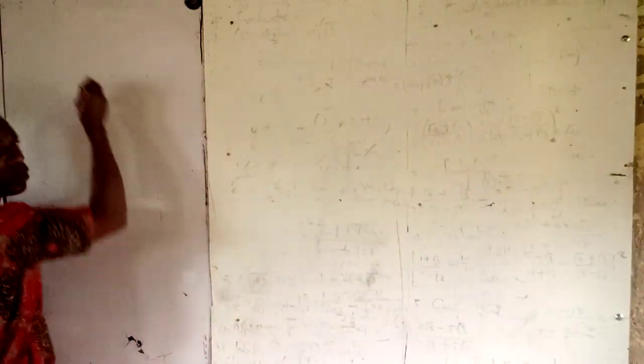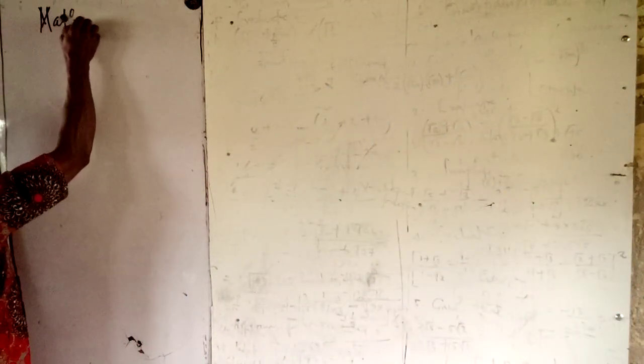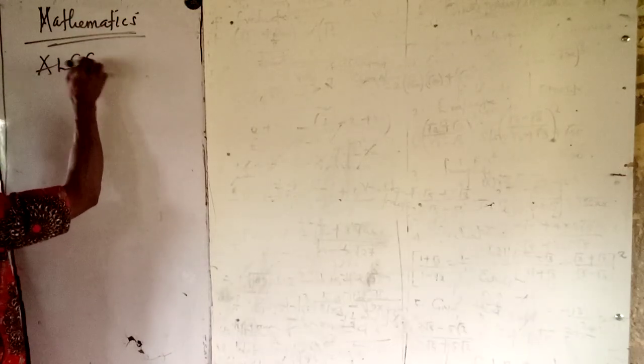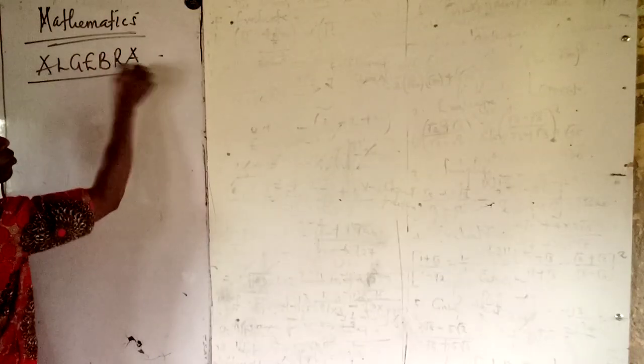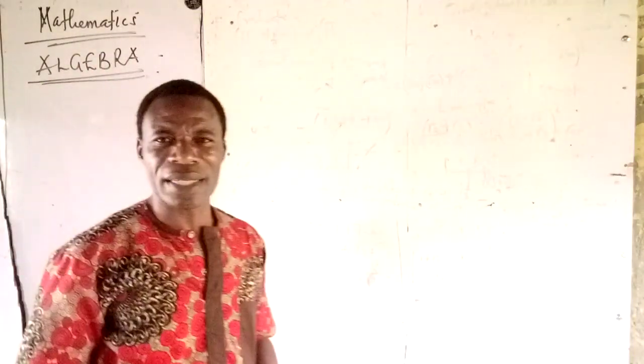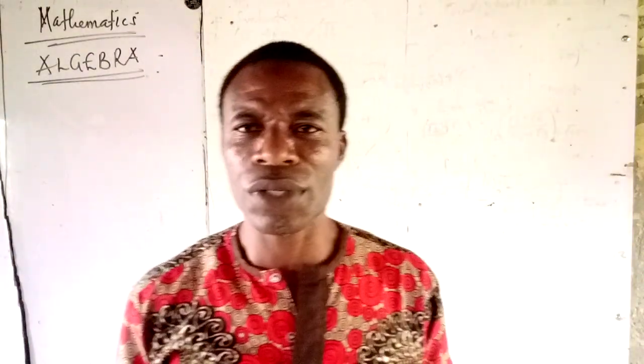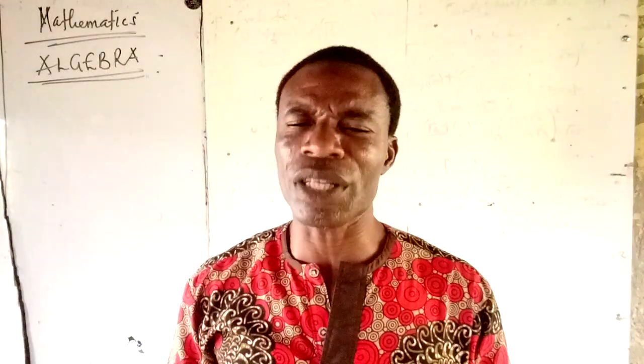Today, we are going to talk about algebra. Algebra is an aspect of mathematics that deals with powers, letters, coefficients, and algebraic signs. There are three branches of algebra.